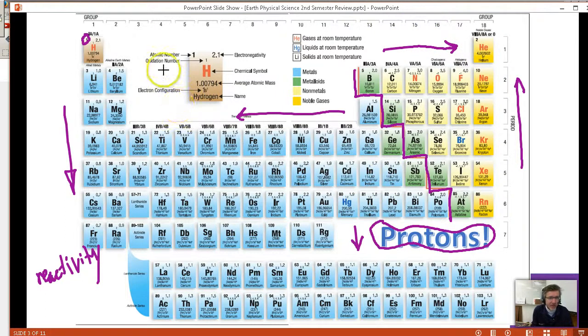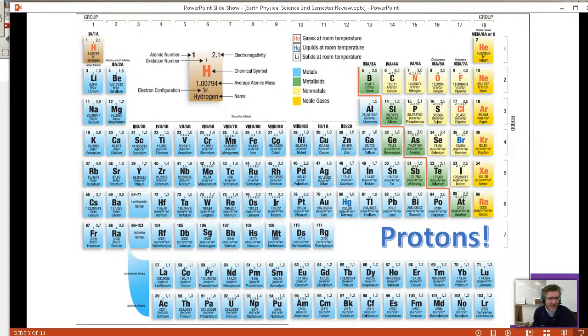You know that there's the symbol and that there's the atomic mass on each element in the periodic table. Okay, so that's the periodic table. Groups are columns, periods are rows, and you've used this every day this semester. So don't panic. You know this stuff. All right. Next slide.